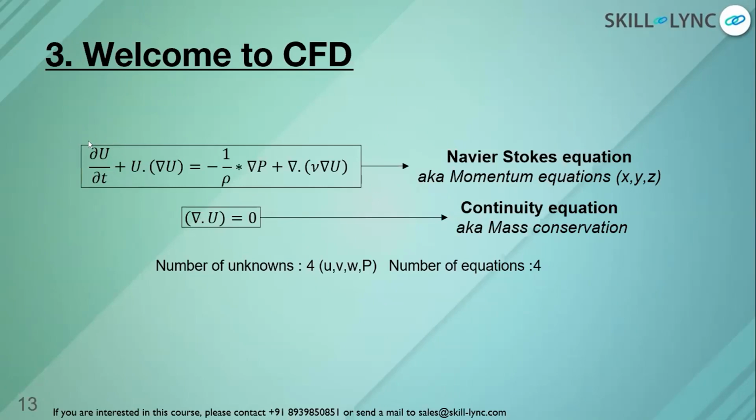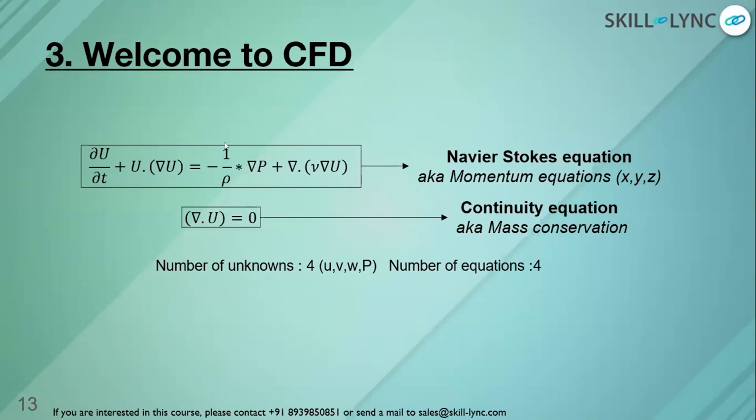The first term is known as the temporal term. Temporal means something that changes with respect to time. U is the velocity, t is the time. So this is the temporal term. The second term is known as the convective term. What is convective? Let's say a fluid is flowing through a pipe, and one particle of the fluid is pushing or taking with it another particle of fluid. This is convection, so this is what we call the convective term.